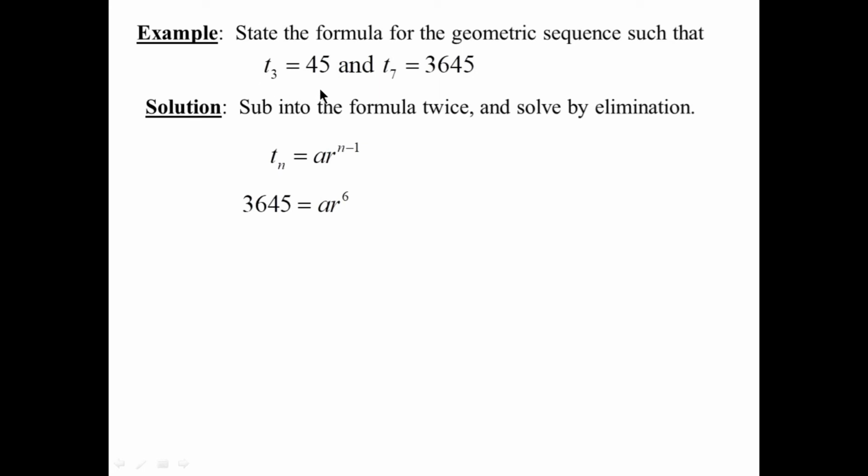Similarly here, this is a coded message. It's saying when n is 3, t sub n is 45. And so this will be the number 45 when n is 3. But 3 minus 1 is 2.